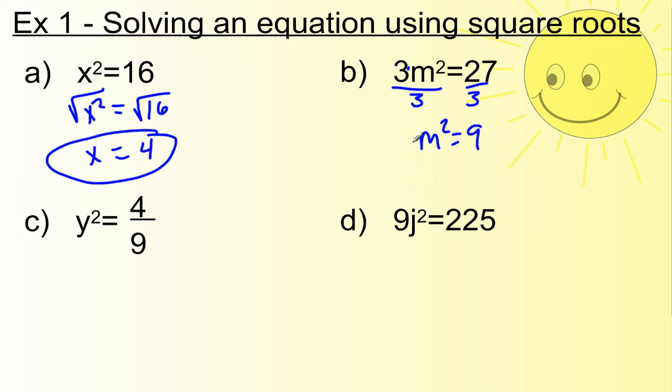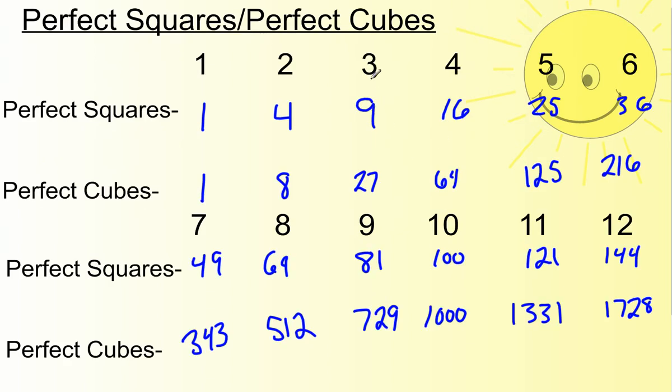And now, when you square root on both sides, the square root and the square cancel, so m equals the square root of 9, which is 3, because 3 times 3 is 9. You check back to your chart if you need to. Square root of 9 is 3.